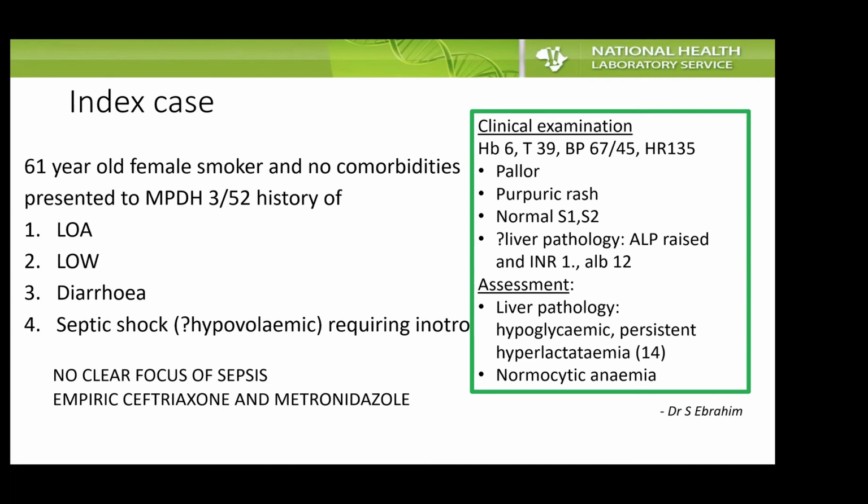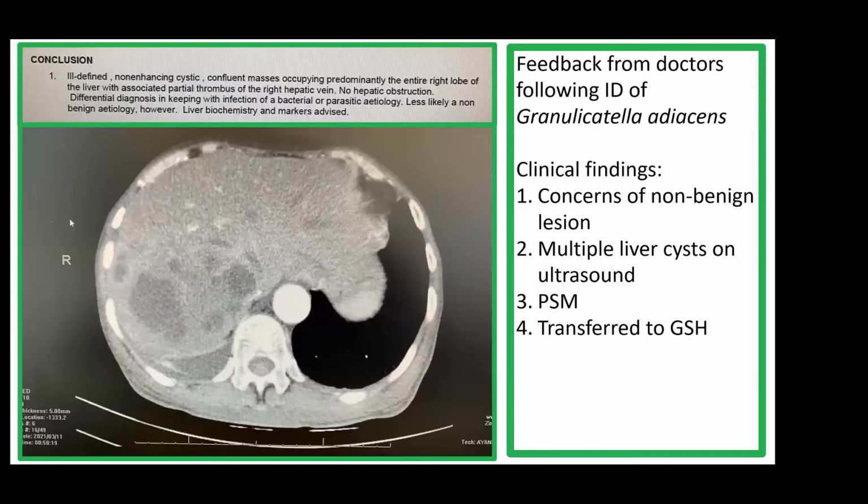in addition, an ultrasound in the ED, and they were concerned that there might be a mass in the liver. The organism was then identified, and we had a Granulicatella adiacens. Based on that ultrasound, she went for a formal ultrasound, which showed multiple cystic lesions, and she was subsequently transferred to GSH for imaging and concern of endocarditis at the time, and received an echo.